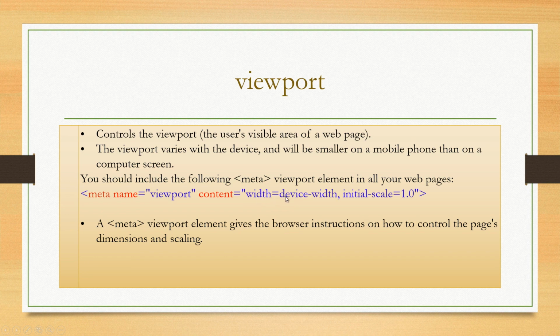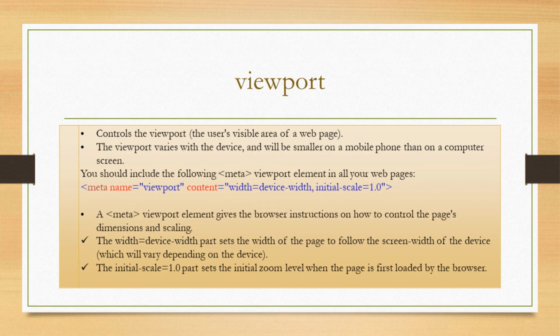And here you can see that width equals device-width. It means the device-width part sets the width of the page to follow the screen width of the device, which will vary depending on the device. And initial-scale=1.0 sets the initial zoom level when the page is first loaded by the browser. So for various types of devices like mobile device or tab or computer screen, the large screen desktop, they are all different devices, and their zoom levels are also different.